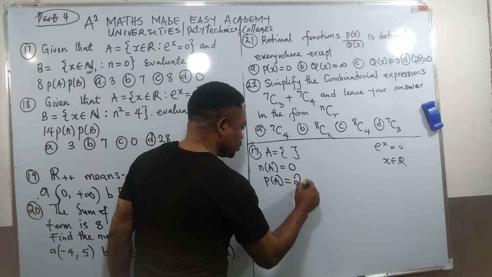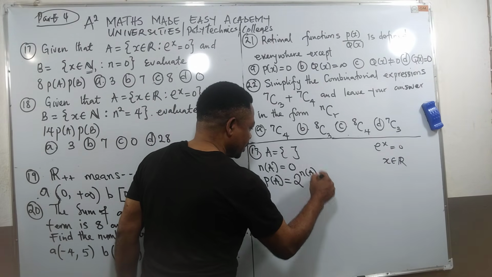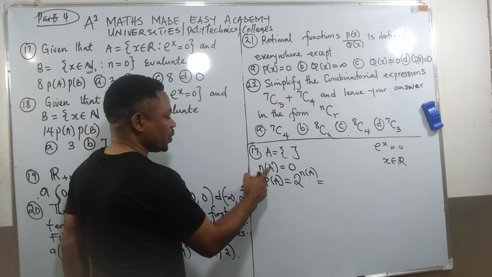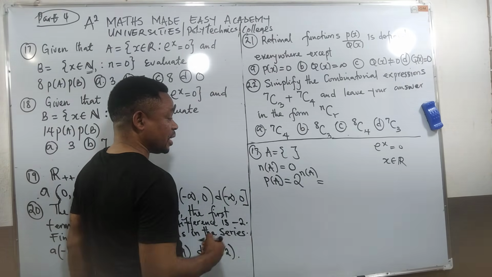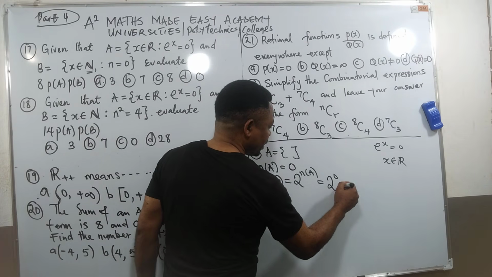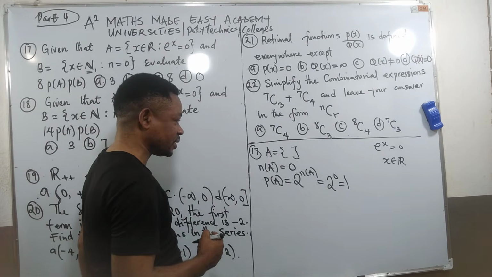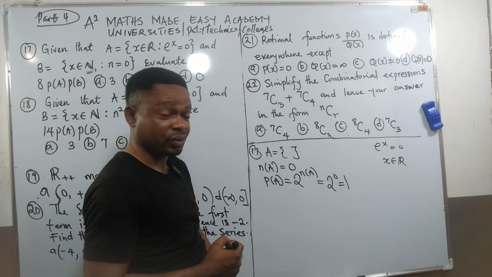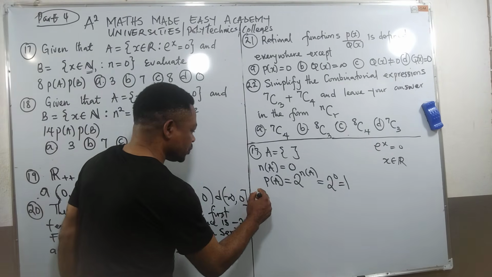This is the formula, 2 raised to power n(A). Do we know n(A)? Yes. What is n(A)? It is 0. Then I will have 2 raised to the power of 0. The answer is 1. By the law of indices, anything raised to power 0 is always 1. Then we now move to set B.